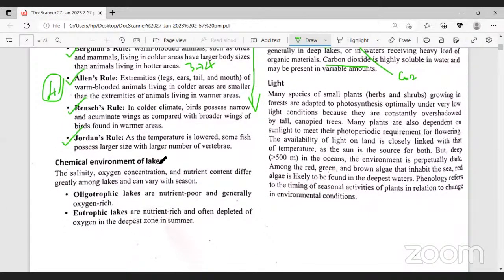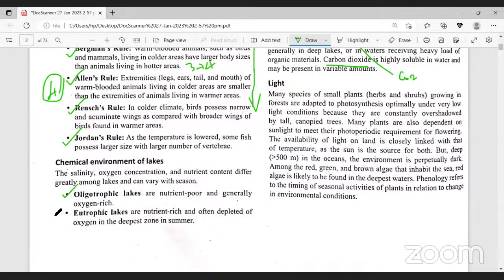The chemical environment of lakes is also very, very important, my dear students. Particularly the salinity, oxygen concentration, and nutrient content differ greatly among lakes and can vary with the seasons. Two types of lakes have been given: oligotrophic lakes and eutrophic lakes. Oligotrophic means nutrient poor and generally oxygen rich. Oxygen rich, but nutrition is poor.